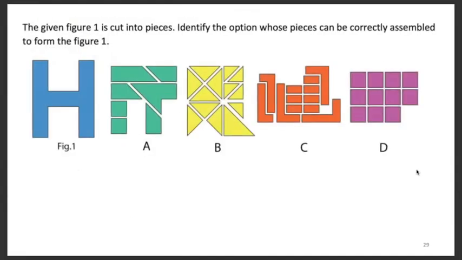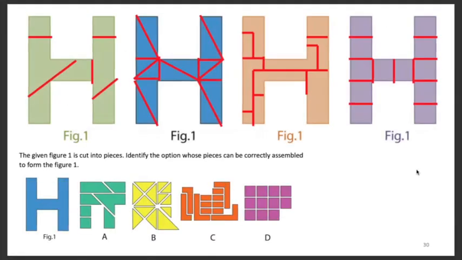Given figure 1 is cut into pieces, you have to identify the option whose pieces can be correctly assembled to form the figure 1. Which of these pieces can be correctly assembled to form the figure 1? Okay. So how it opens? In this case, the division works like this, where the A option easily works. All the figures come together to fit in and form that figure.